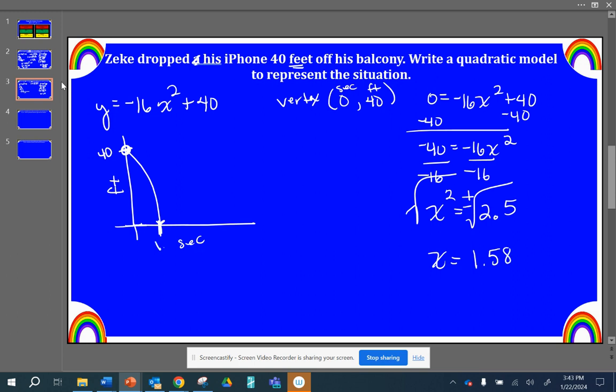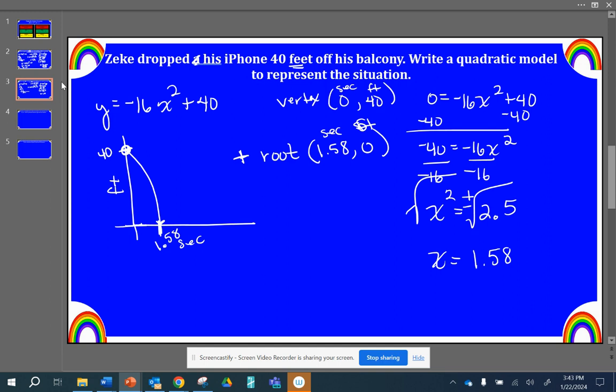So this is 1.58. So I'm going to say the positive root at 1.58 seconds. The iPhone is 0, make that feet, 0 feet off the ground.